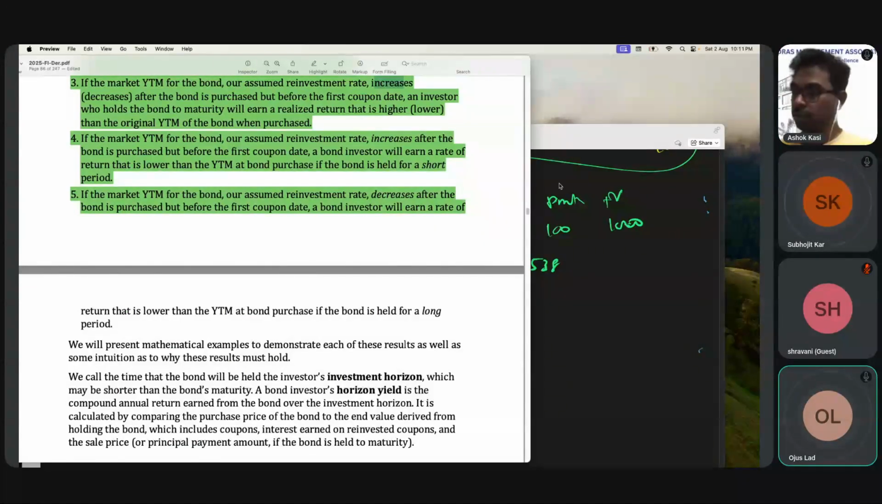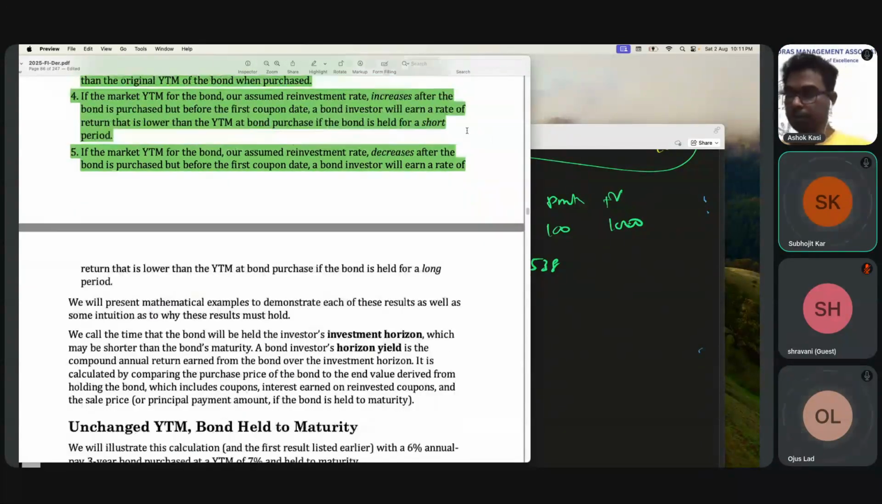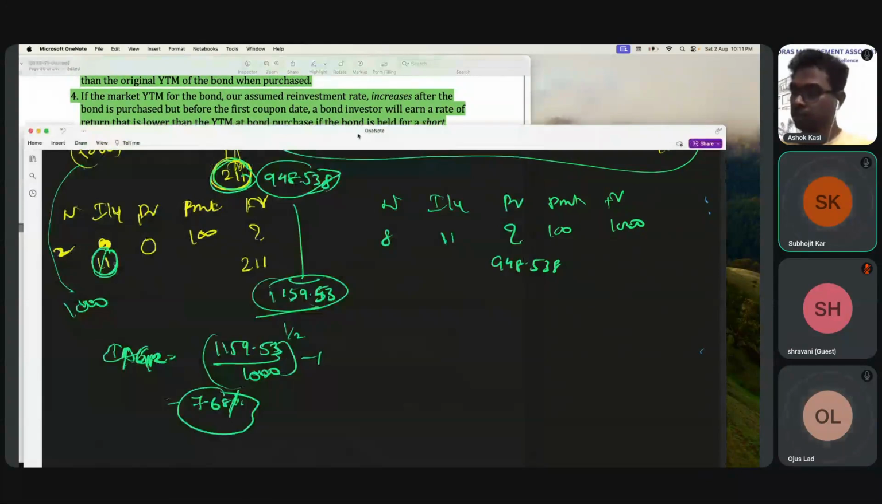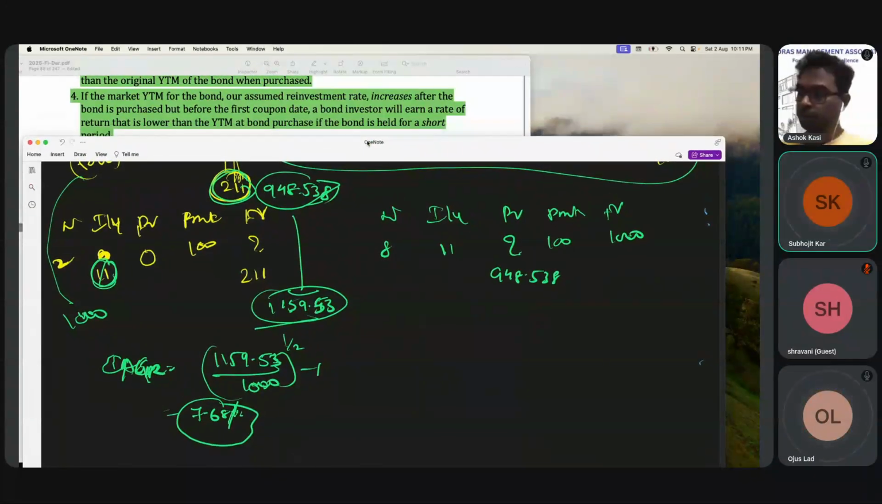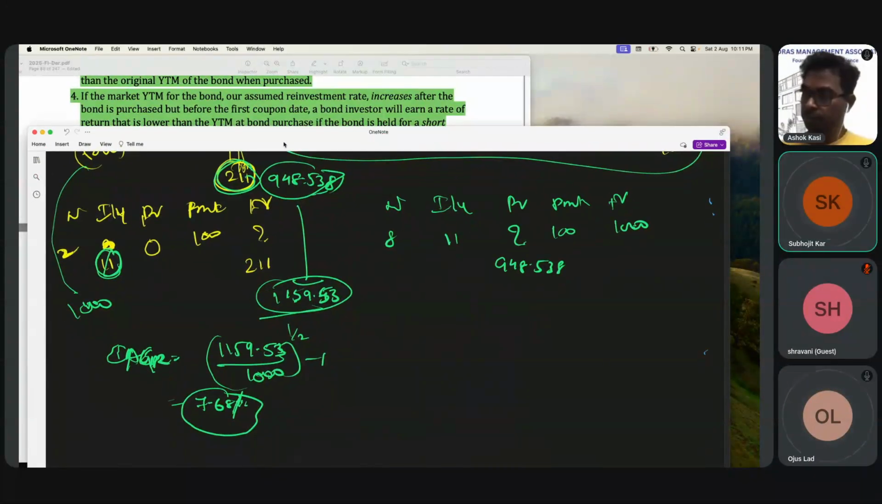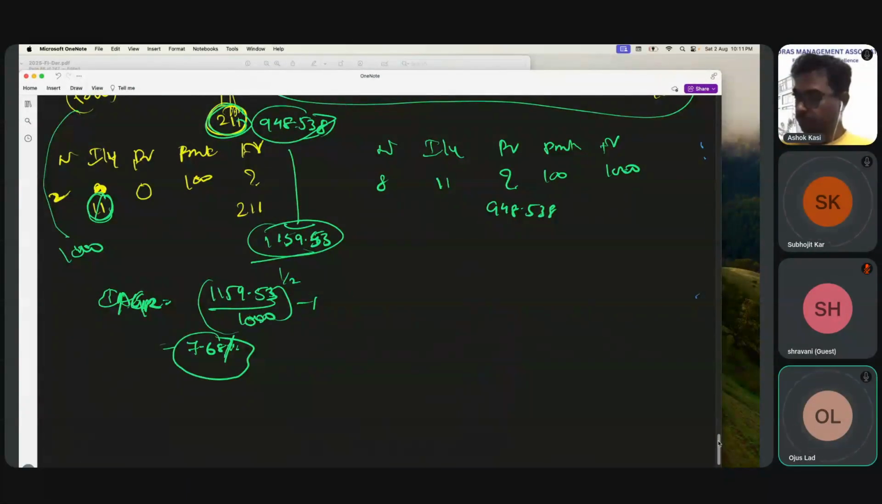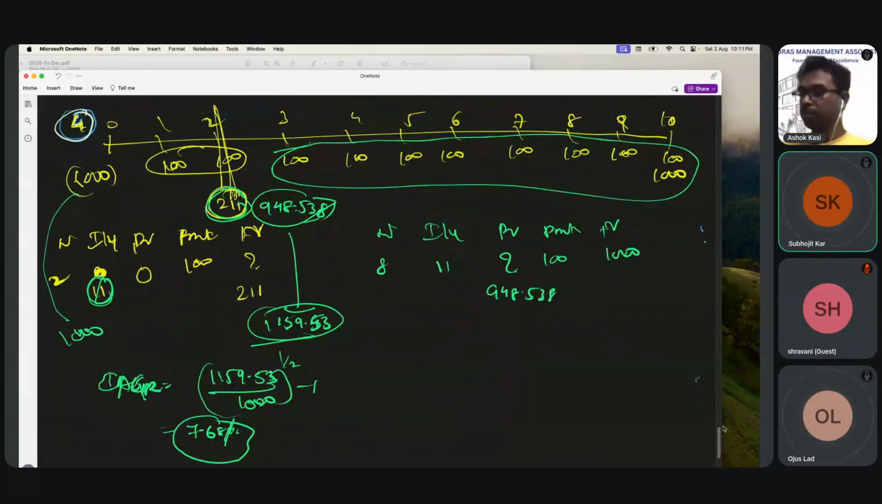Is this because the interest rate has increased? And now, because we are holding it for a short period, that is for 2 years, when we are discounting the FV, it is giving us a smaller amount. Is it because of that? Correct, because when we are discounting it, it has increased by a percent, for 8 years.